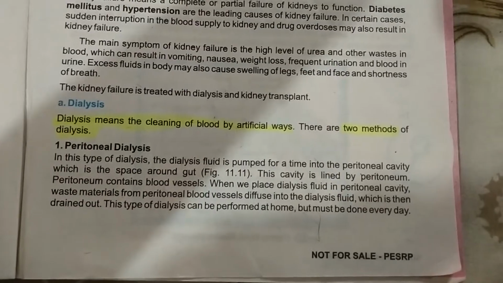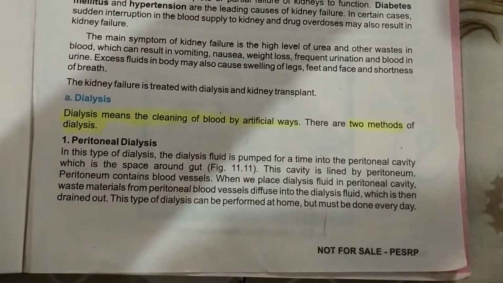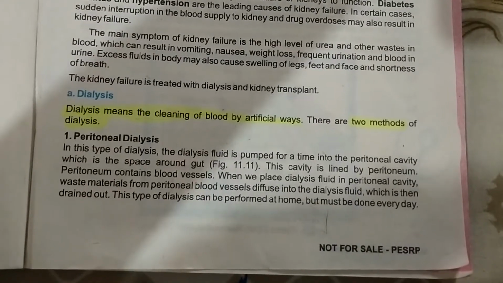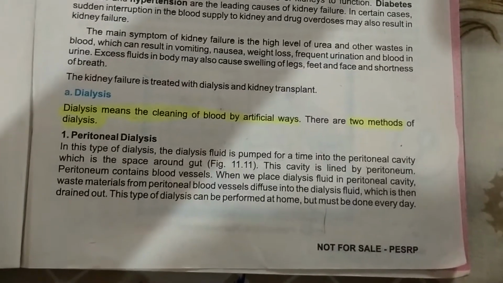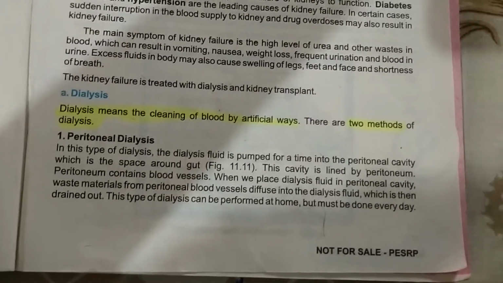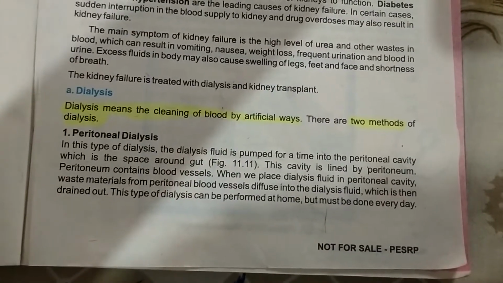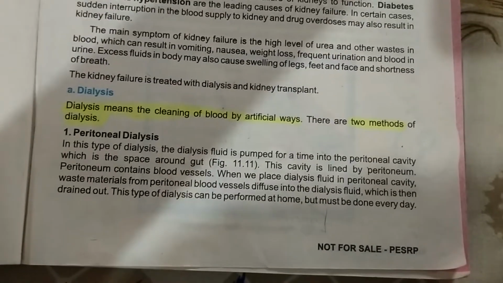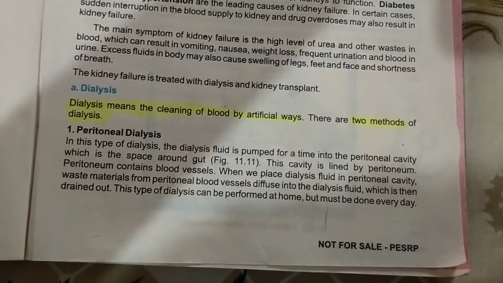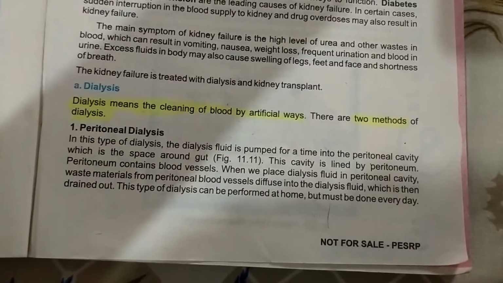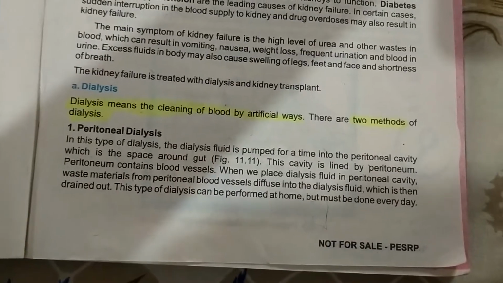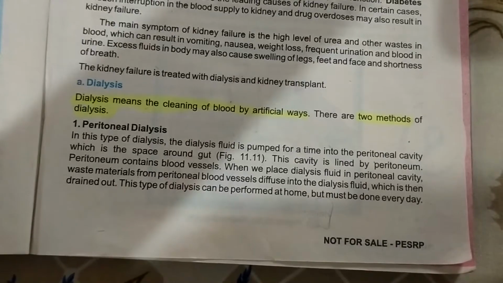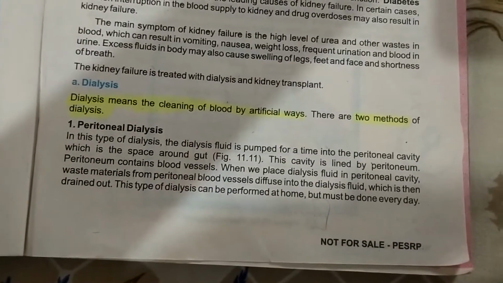There are two methods of dialysis. Peritoneal dialysis. In this type of dialysis, the dialysis fluid is pumped into the peritoneal cavity, which is the space around the gut. This cavity is lined by the peritoneum. The peritoneum contains blood vessels. When we place dialysis fluid in the peritoneal cavity, waste material from the peritoneal blood vessels diffuses into the dialysis fluid, which is then drained out. This type of dialysis can be performed at home, but must be done every day.